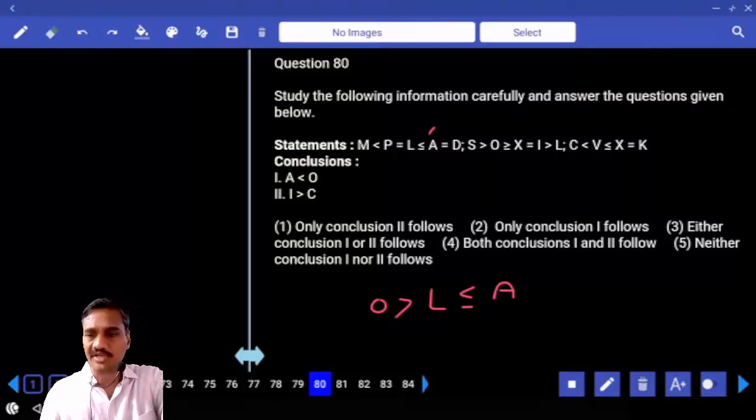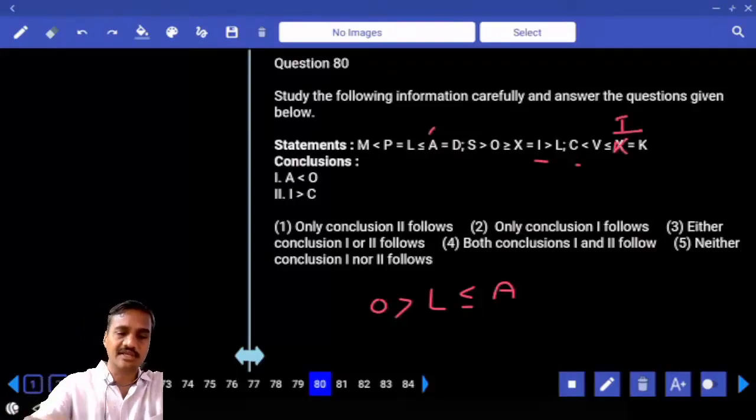Next, the relation between I and C. I is here, C is here. Which element is common? X is common. X equals to I. Hence, in the place of X, you can directly take I. And C lesser than I, I greater than C, definitely true. Only two follows. Choice 1, question number 80.